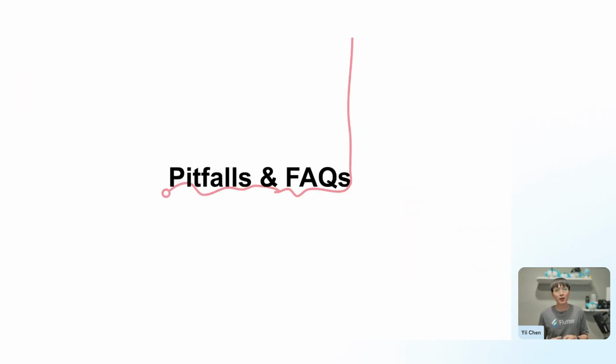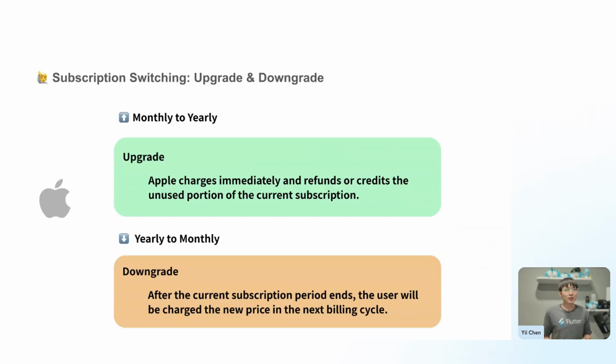99% of the questions you will encounter during IAP implementation, you need to know first. When users switch plans during some discount periods, they will ask what will happen after subscribing. Here's how plan switching works. When a user upgrades from a monthly to a yearly plan, Apple charges immediately and refunds or credits the unused portion of the current subscription. For downgrades, the change takes effect only after the current subscription period ends, and the user will be charged the new price in the next billing cycle.